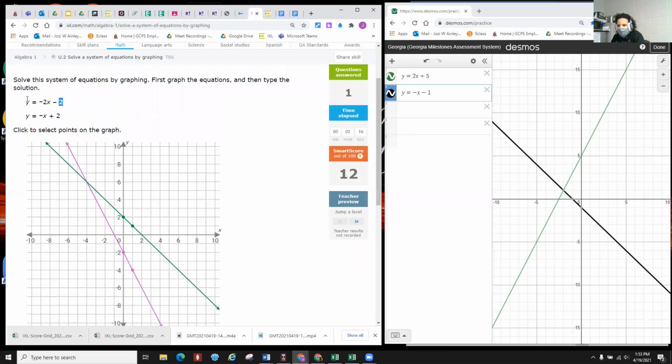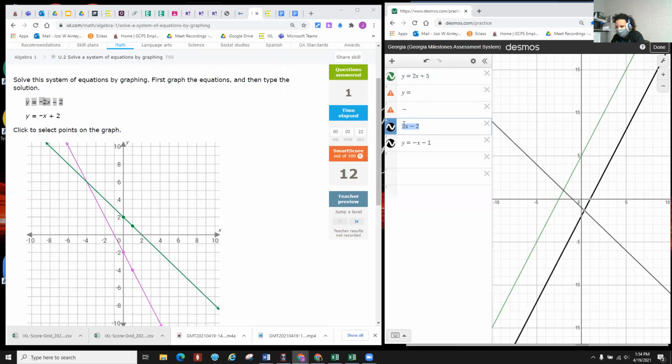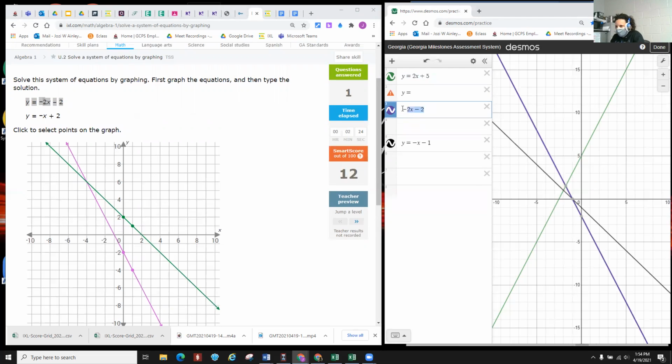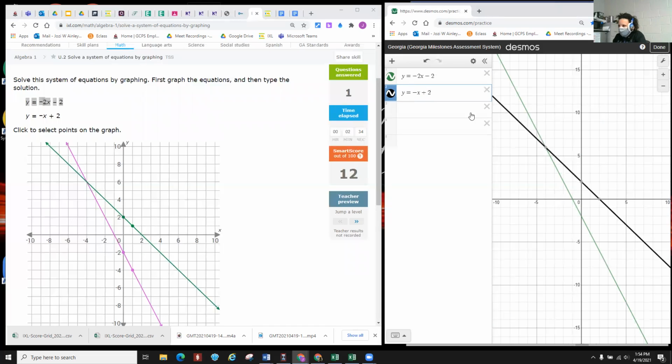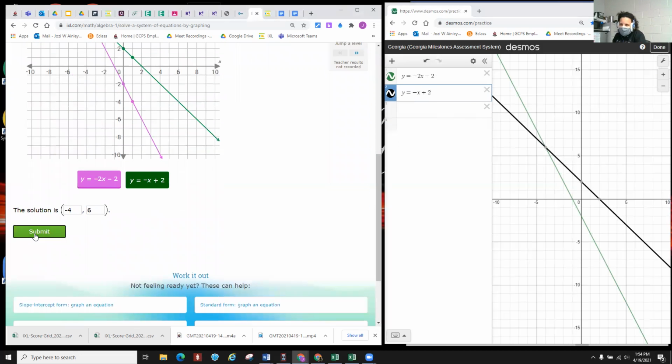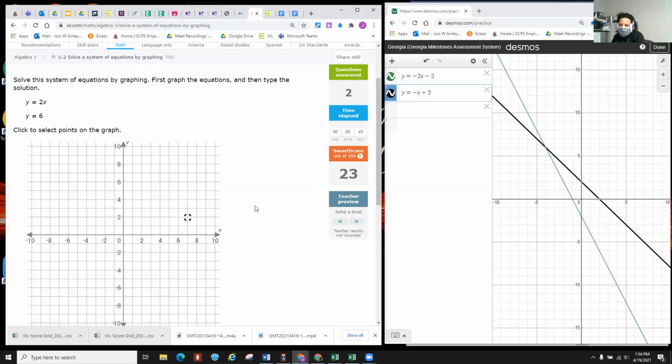Again, you can double check those answers by copy, paste. I do not like how it's pasted this, so I'm just typing it out. All right, so then that solution is -4, 6. Is that what I got? Yep, submit.